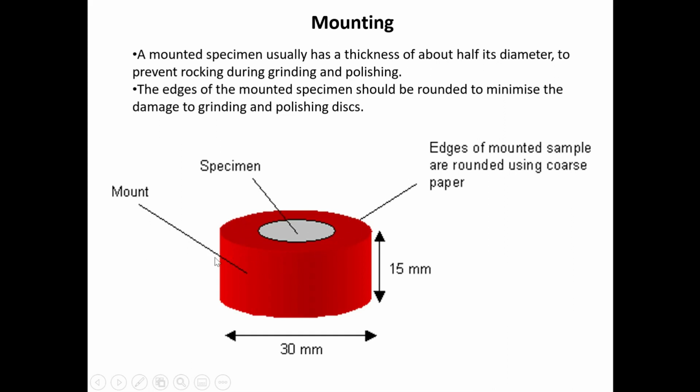So this mount is shown as it works as a mold for this specimen, as the specimen is surrounded by this material, which will protect it from vibrations that are going to be created while grinding and polishing. The edge of the mounted specimen should be rounded to minimize the damage to grinding and polishing discs. The edges of the mounted sample are rounded using coarse paper.